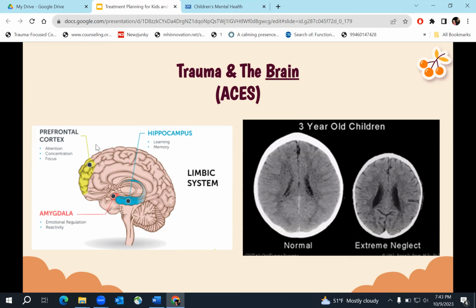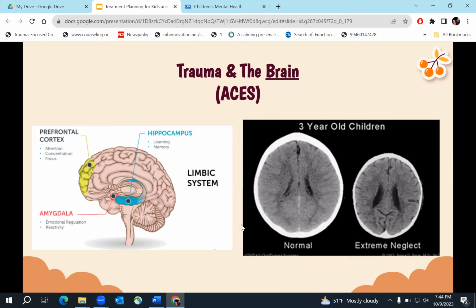So what happens is that every time a stressor or a trauma occurs, right, a kid can go into fight, flight, freeze, or fawn. That's the newest one. That's behavior, and the changes that does in your brain.